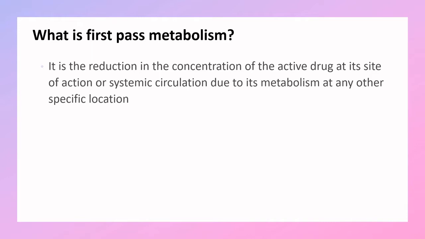First pass metabolism is the reduction in the concentration of the active drug at its site of action or the systemic circulation due to its metabolism at any other specific location. That is, let us suppose we are taking an oral drug, and we want this drug to act in the brain. But for this drug to reach the brain, it must first be absorbed into the systemic circulation. So from the systemic circulation, the drug will reach the brain.